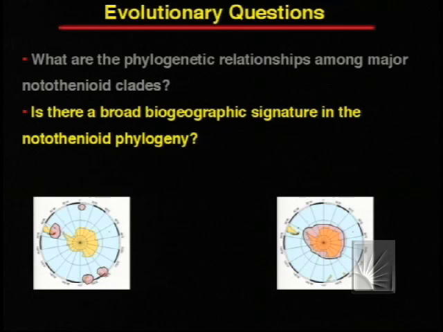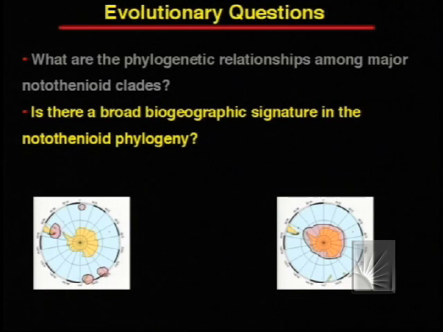And then I'm also interested in asking, are there broad biogeographic patterns with the diversity of this particular group of fish that I'll be talking about? These are called the Notothenioids, and I'm sorry there's no common name for them, but if anyone has ever eaten Chilean sea bass, you're familiar with Notothenioids.